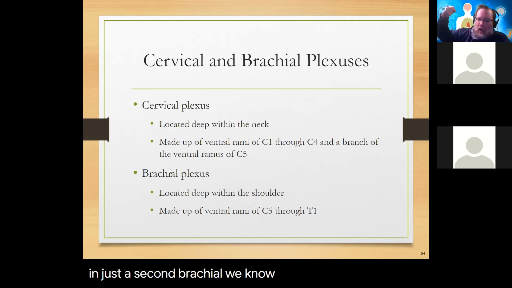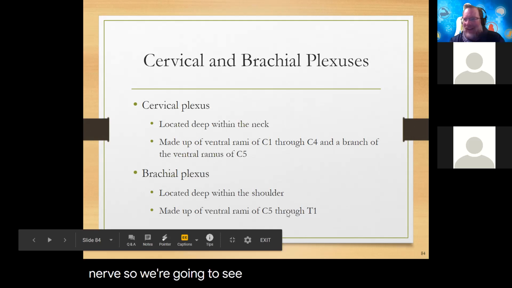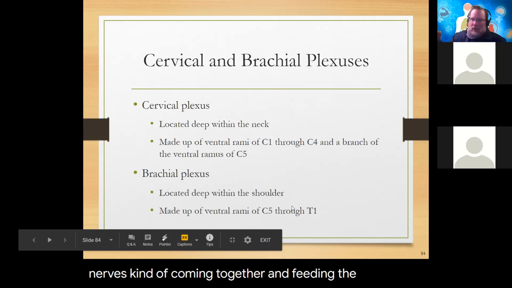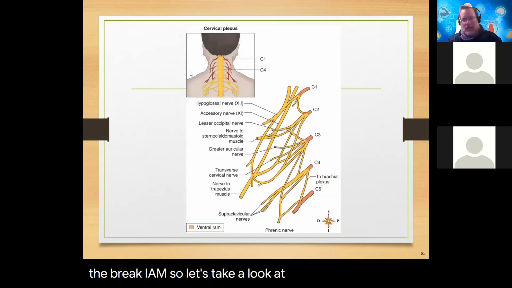Brachial, we know, means arm. The brachial plexus is going to come off of the lower cervical spinal nerves. So we're going to see C5 to about T1 of our spinal nerves coming together and feeding the arms, or the brachium. So let's take a look at these so you get an idea of what it is we're talking about.